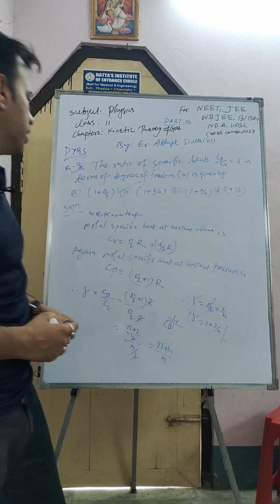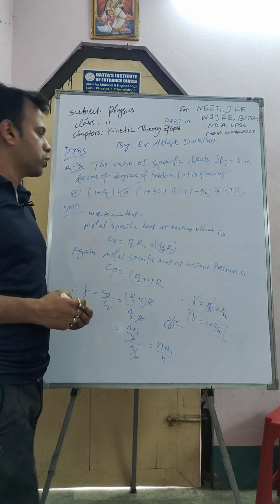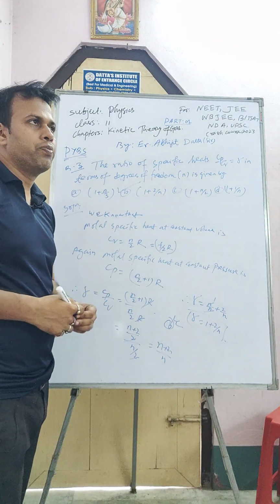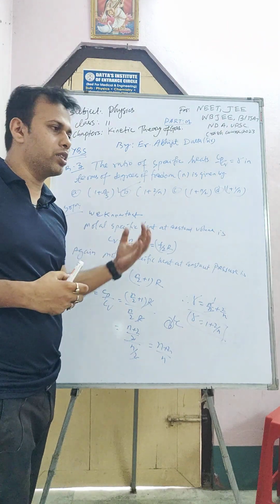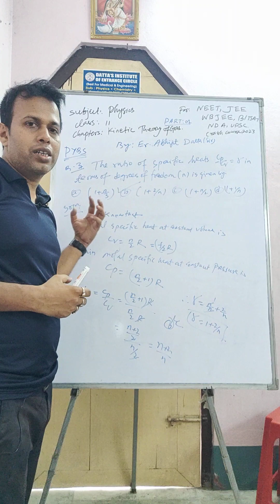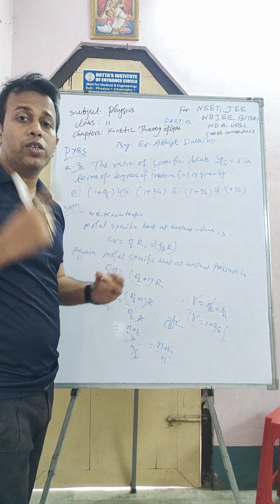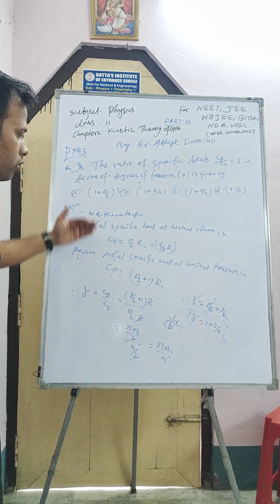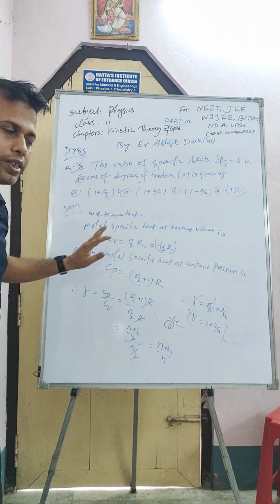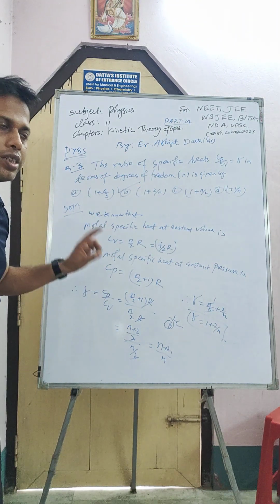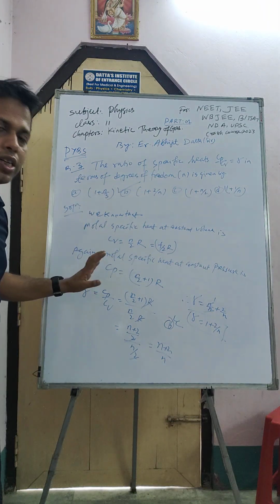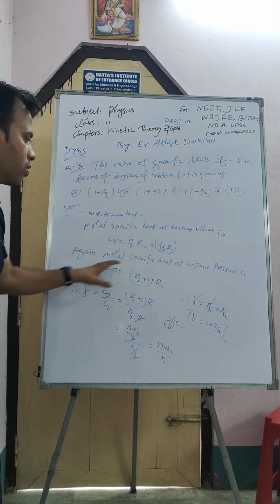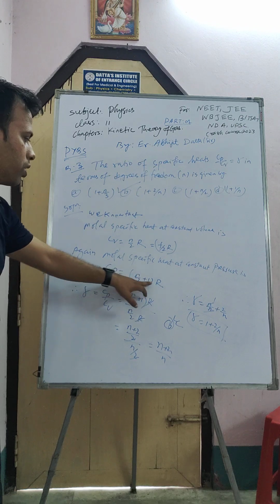So let me explain again. We know that molar specific heat at constant volume means the amount of heat required to increase the temperature of 1 mole of gas by 1 degree C at constant volume. And at constant pressure, it will be Cp. That is the amount of heat required to increase the temperature of 1 mole of gas at constant pressure is Cp, which is n by 2 plus 1, that is all.